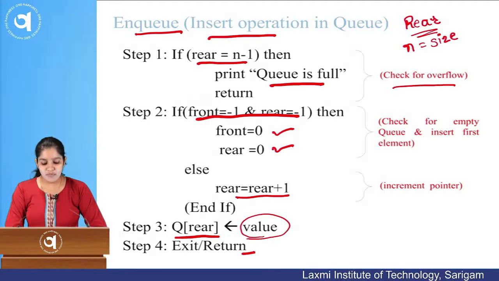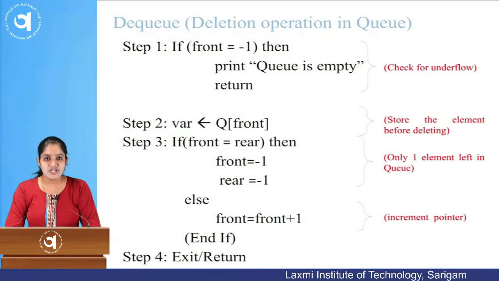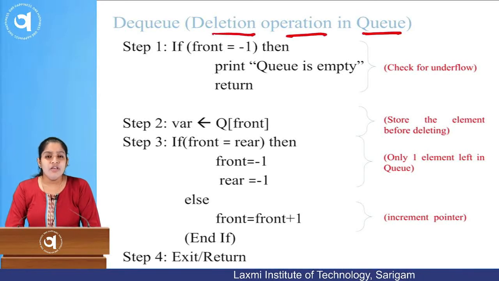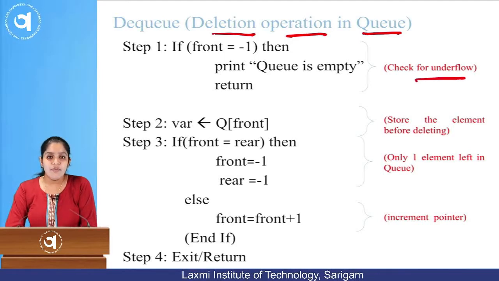Now, next we are moving ahead with the dequeue operation. Dequeue is the deletion operation in a queue, right. So, the very first step is checking for the underflow. Now, why are we checking for the underflow? Because if my queue is already empty, then what to delete? We cannot delete anything, right.